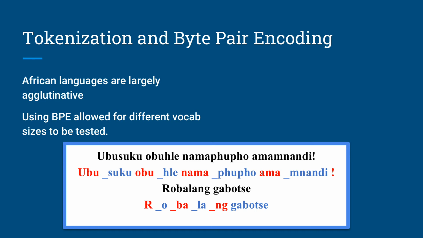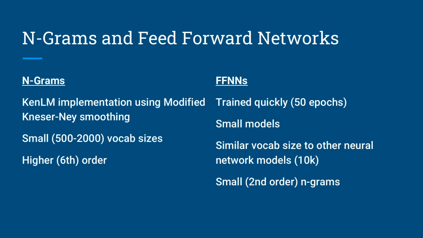Moving on to the models that we've tested, we looked at using n-grams and feed-forward networks and had the unexpected finding that whilst higher order n-grams were more accurate, the feed-forward models provided better accuracy with smaller n-grams. Both model types trained very quickly, but as we will see later, produced poor results compared to LSTM and transformer-based models.